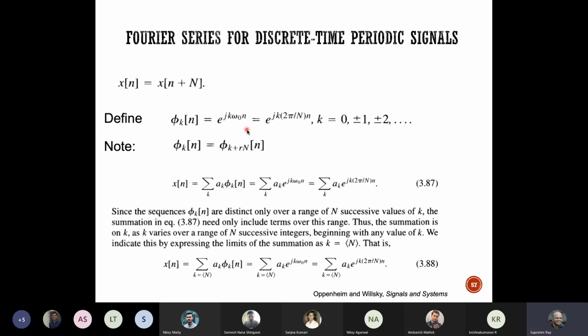So let me do that. I define phi_k(n), instead of t now n, as e to the power j k omega naught n. This is exactly the same as what we had done in the continuous case, except that we had a t there and now we have an n here. And omega naught is 2 pi by N as before.